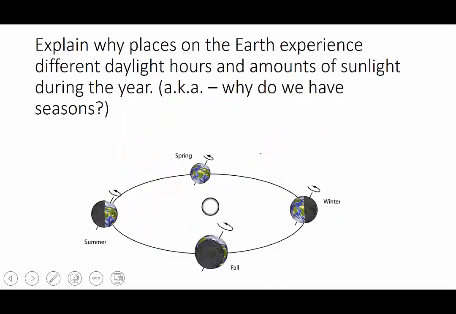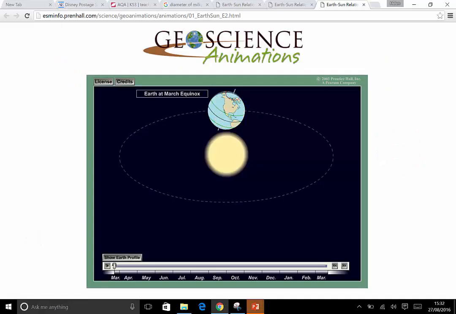Okay, so why do we have different daylight hours on different places of the Earth, and why does the amount of sunlight change during the year? So, the Earth is tilted. It's not upright and spinning around the North Pole, straight upright. The North Pole and South Pole are tilted by 23 degrees, and it's spinning around that axis. That means that when the axis is pointing towards the sun, there'll be more sunlight on those parts.